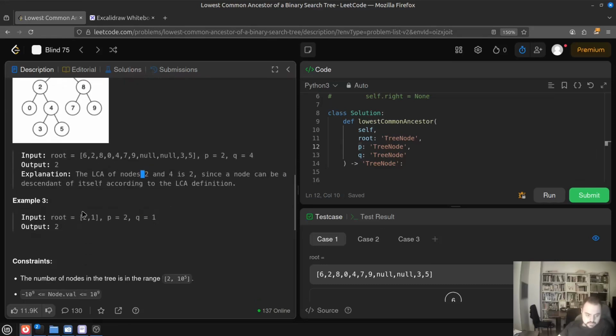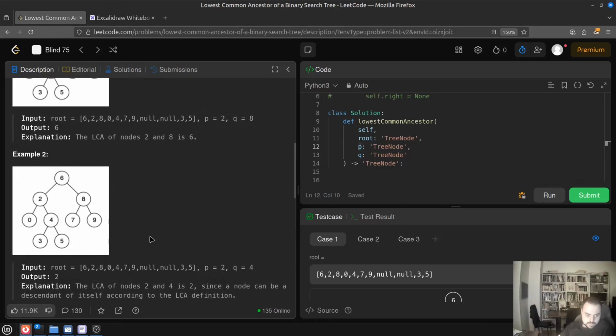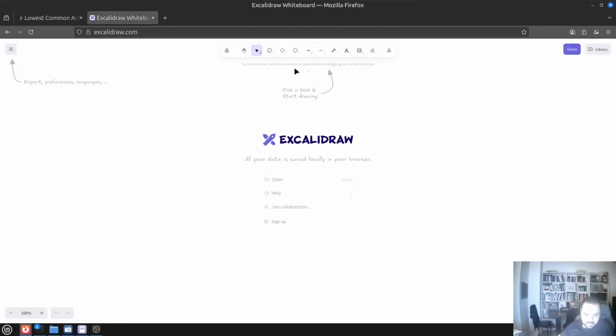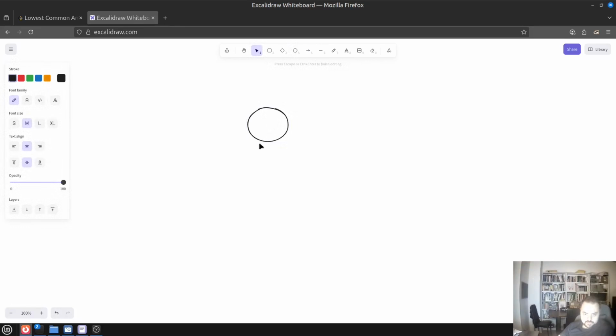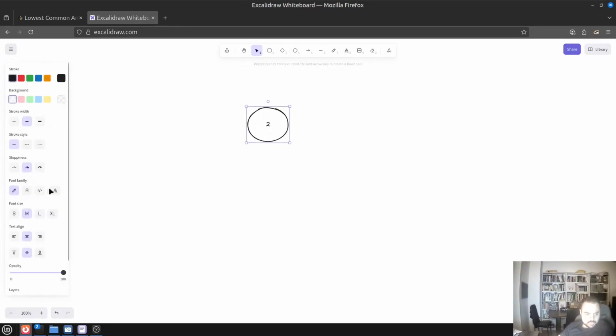And the third example is an example where we have just two elements. And of course, in this case, we will have to take one of them as an ancestor. And in this case, it will be the first one, which is 2. Okay, so let's maybe replicate this tree, or maybe not the whole one, but okay, we can try to replicate the whole one. Why not?